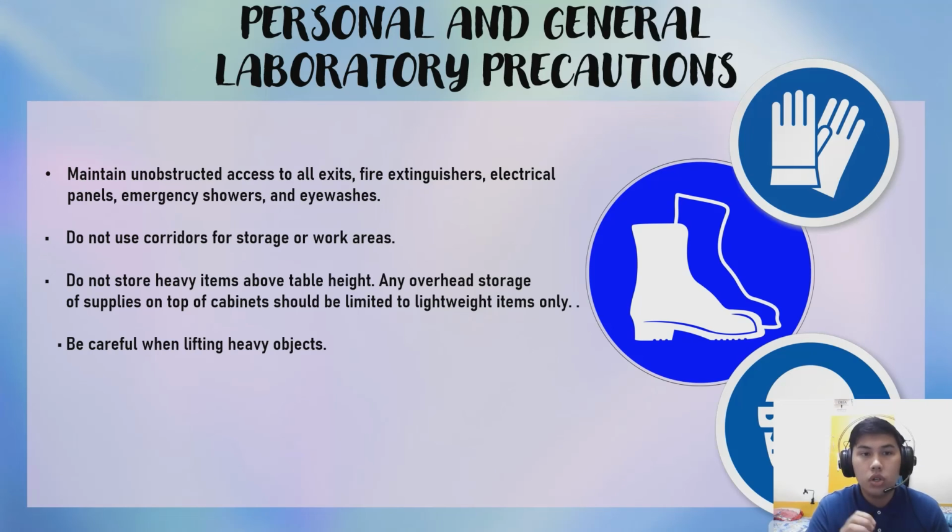We also should not use any corridor for storage or work areas. We should not store heavy items above table height. Any overhead storage of supplies on top of cabinets should be limited to lightweight items only, to avoid any injury if they fall on our body parts. Also, remember that a 36-meter diameter area around fire sprinkler heads must be kept clear at all times. And the last one is, we need to be careful when lifting heavy objects. Remember to lift comfortably, avoid unnecessary bending, twisting, reaching out and excessive weight, lift gradually, and keep in good physical shape.